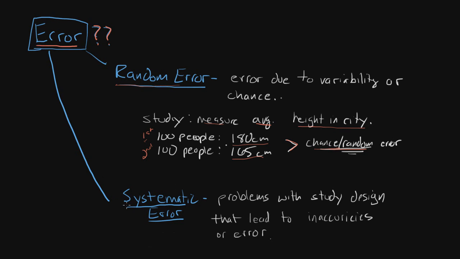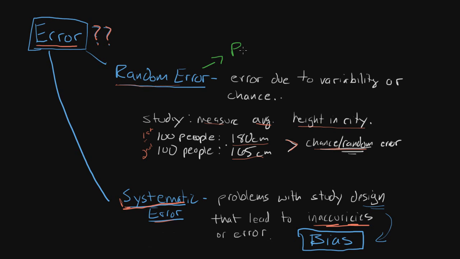This is very different from systematic error. Systematic error is an error where you have a problem with the study design that leads to inaccuracies. This type of error is known as bias. And this is the main thing we look at when we evaluate the methods section of our study. We're trying to see if there's any issues with the design that might have created bias and led to a systematic error.